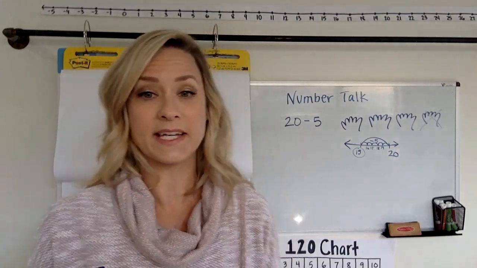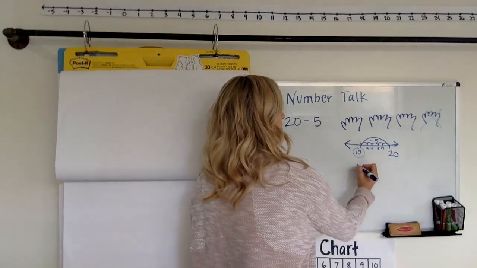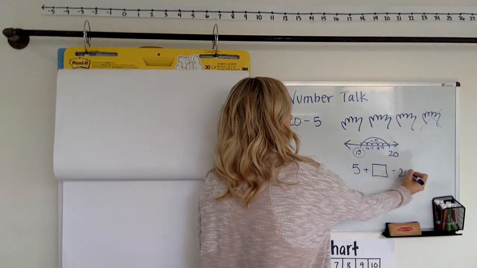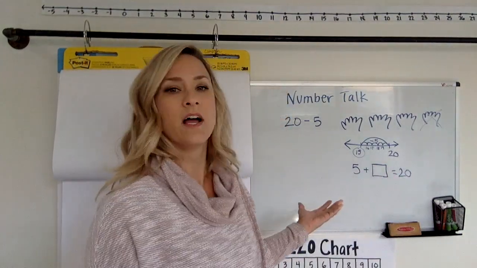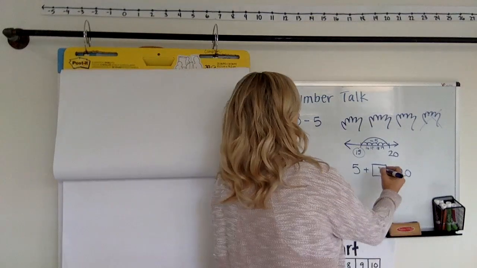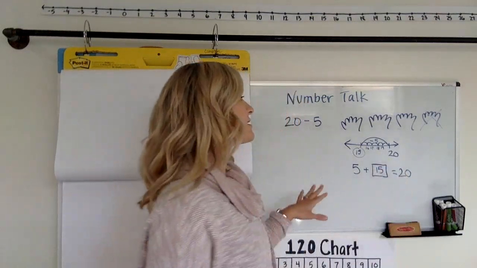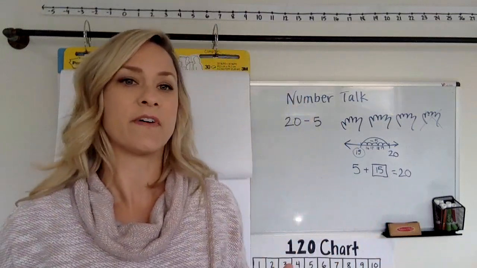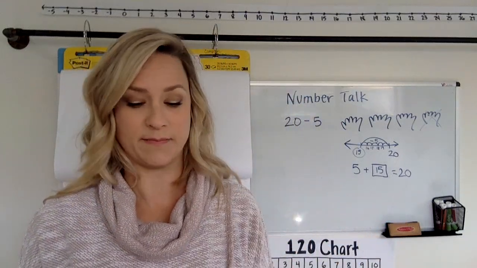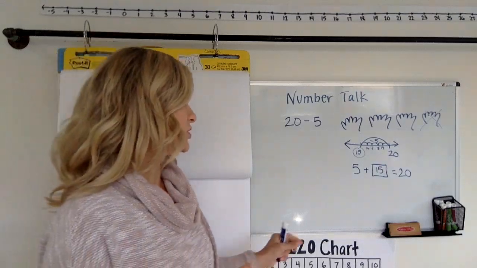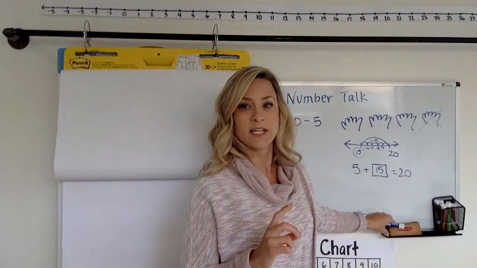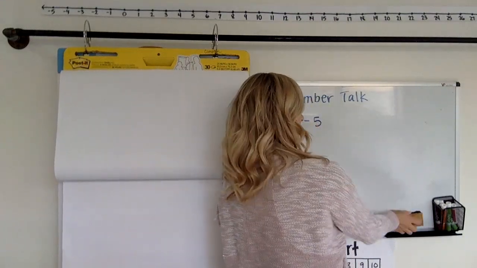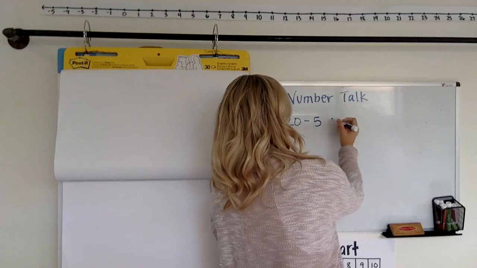And then some kids may actually say, well, 5 plus what makes 20? And some kids might say, okay, I know 5 plus 15 makes 20. So these are 3 different ways that a child might approach 20 minus 5 mentally. So remember, this is mental math, and we want them to use their brains flexibly to think about how they would solve a problem. All right, so then they know 20 minus 5 is 15.